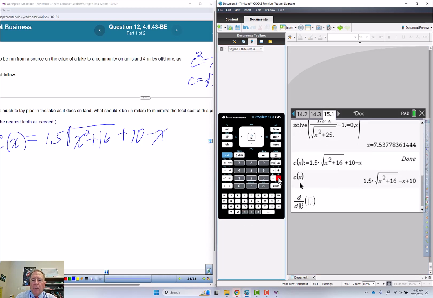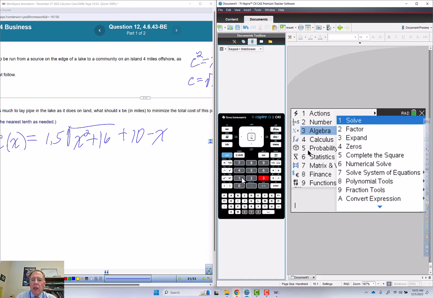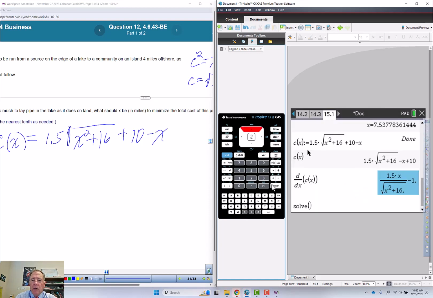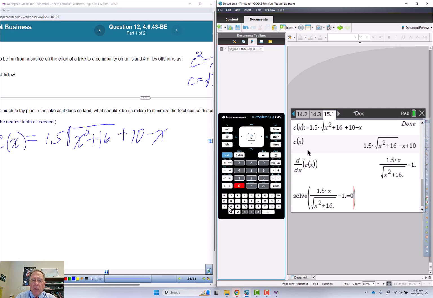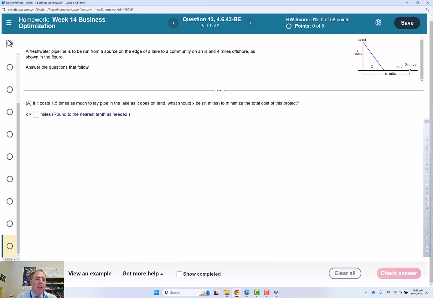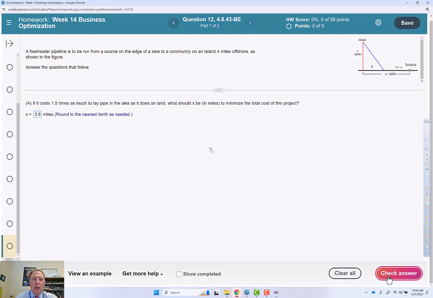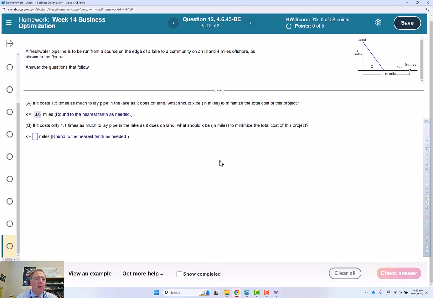Take the derivative of that. So that's the derivative of the cost function, menu 3, 1. Set the derivative equal to 0. Solve for x. So I get 3.6 miles. So going back to the book, it says round to the nearest tenth as needed, 3.6. Check answer, good job. And then there's a follow-on.